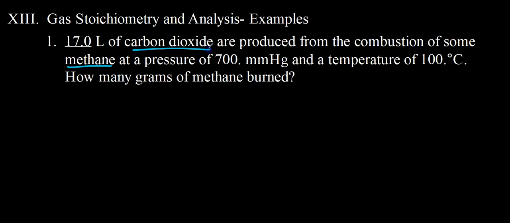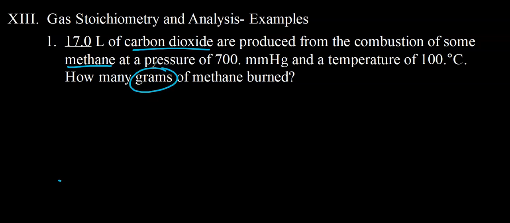All right, this one says 17.0 liters of carbon dioxide are produced from the combustion of some methane. So this is a stoichiometry problem. We're given the amount of one substance, carbon dioxide, and asked to find the amount of a different substance. 17 liters of carbon dioxide at a pressure of 700 millimeters of mercury and a temperature of 100 degrees Celsius. How many grams of methane burned?